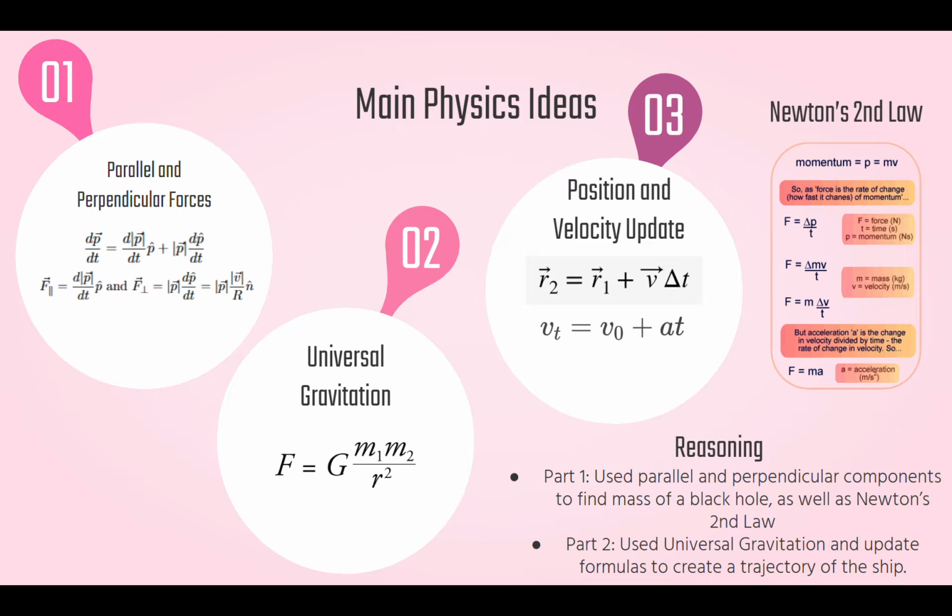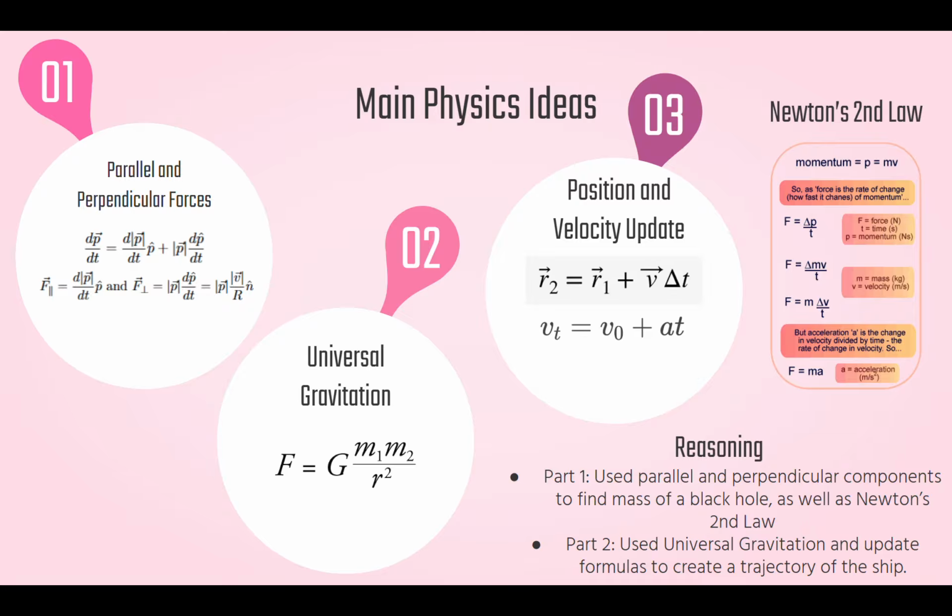As well as the position and velocity update formulas, which are used, as well as Newton's second law, which states that force equals mass times acceleration and momentum equals mass times velocity. So the reasoning for using these formulas was, in part 1, the parallel and perpendicular components were used to find the mass of the black hole, as well as Newton's second law was used to set up the equations to be put into these component equations.